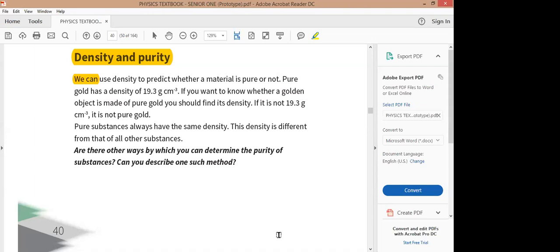The example that has been given there is of gold, and the value for gold is 19.3. If we got any other value, for example, 20 or something that is less, then we know that that is not pure gold, because there could be some other impurities that have affected its purity. So the values of density enable us to identify and determine objects and whether they are pure or impure.